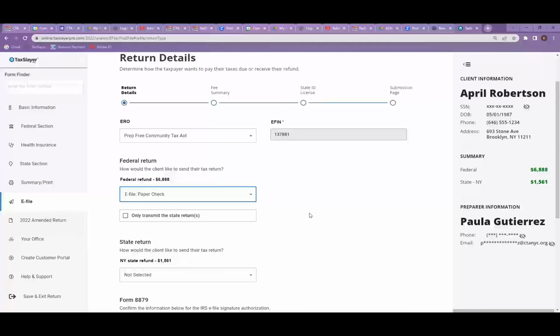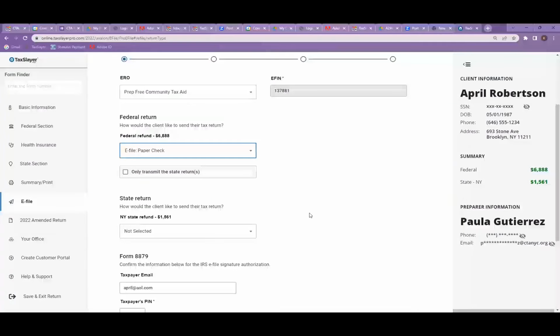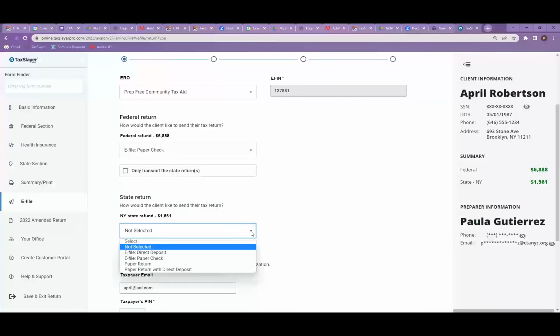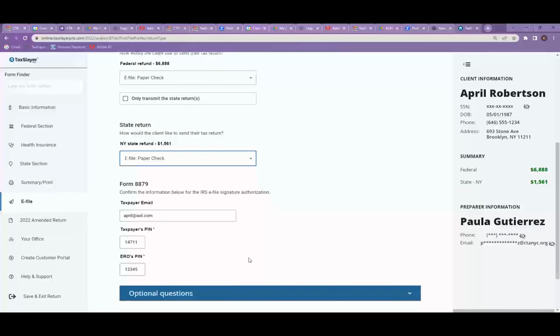If it was going to be direct deposit, then again, we need the routing number, the account number. I didn't list it here for simplicity's sake on this return. The state refund, again, it's going to be e-file with a paper check. But again, ask for bank account information. It is advantageous for somebody to get a direct deposit.